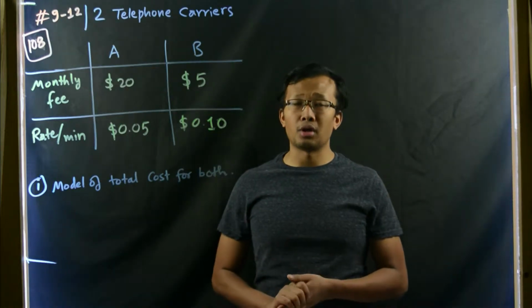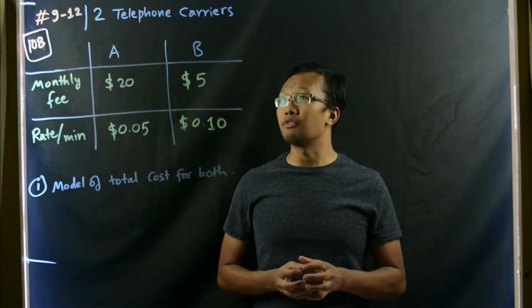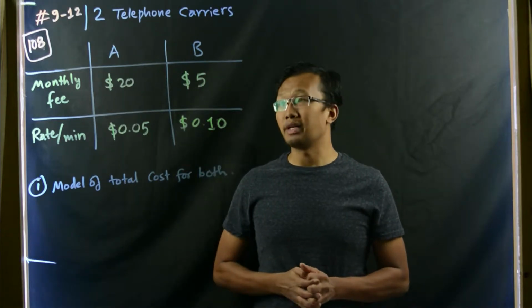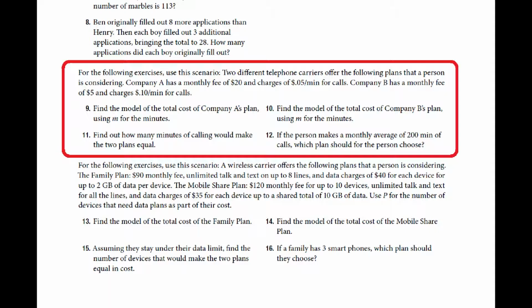Now let's do another problem, which is about two telephone carriers. We will try to compare between two telephone carriers, A and B. The monthly fixed charge for telephone carrier A is $20 and B is $5 for a person. And the rate per minute of a telephone call is $0.05 for company A and $0.10 for company B.